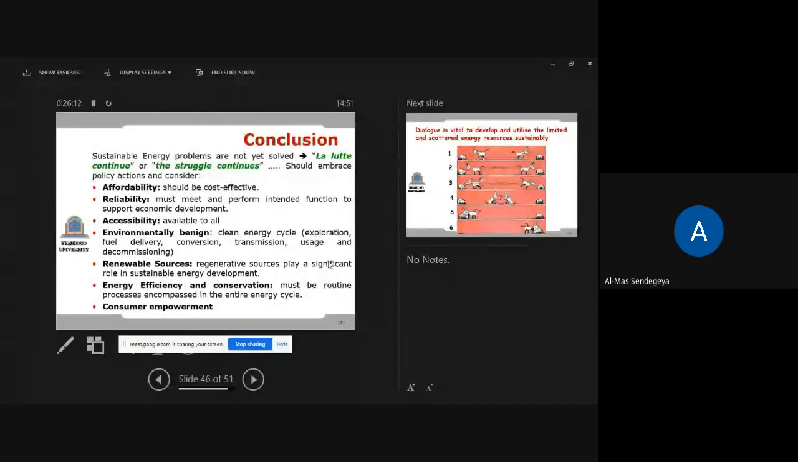In conclusion, I'm sorry I've been moving so fast. In conclusion, sustainable energy problems are not yet solved. Be convinced, the struggle continues. We should embrace policy actions and consider affordability, reliability, accessibility, being environmentally friendly, and generally renewables, energy efficiency, and powering consumers. With that powering of consumers, there is a project Dr. Serugunda mentioned. It is a research which I was actually discussing with him last week.